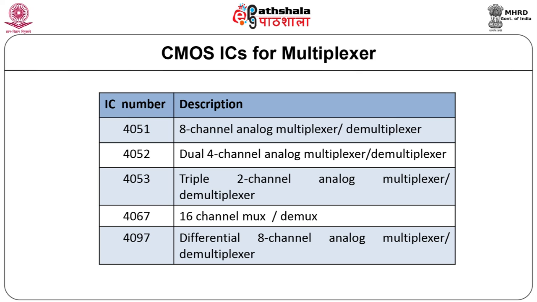IC4052 is a dual 4-channel analog multiplexer/demultiplexer. Even though we are writing analog, that does not mean digital cannot be passed. Any signal, whether it's analog or digital, will be routed to the output.